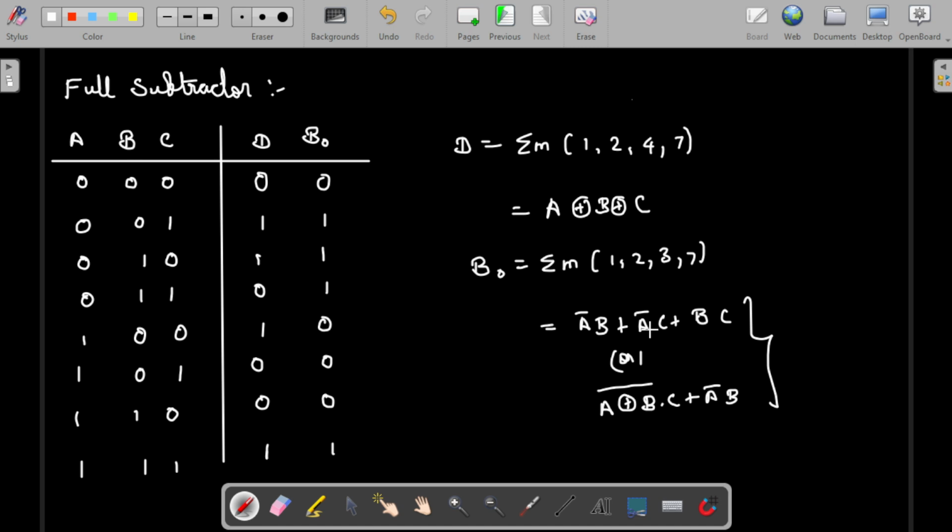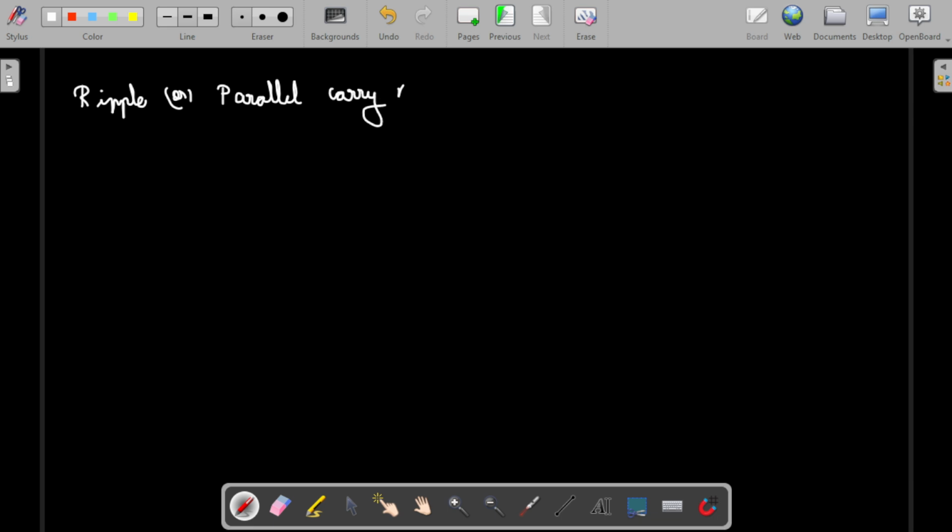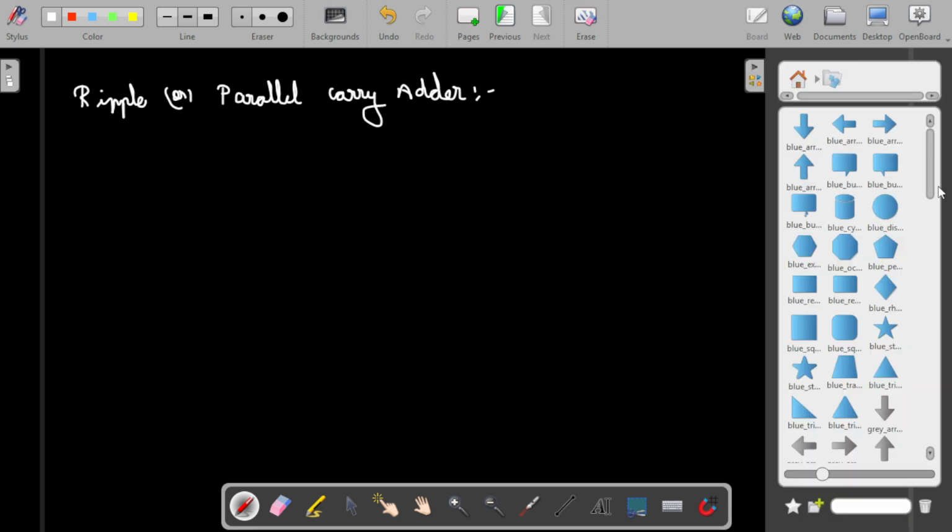Okay, so from here we are completing all our discussion on the full adder and all those things. So let's see what is meant by a ripple adder. Ripple or parallel carry adder, both are the same. So let us draw the black box here, the same full adder.